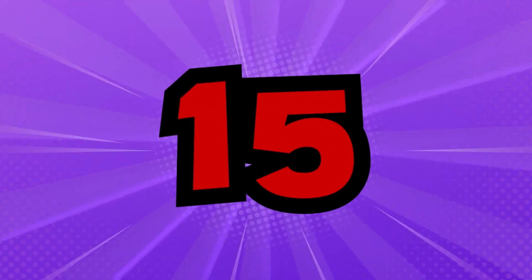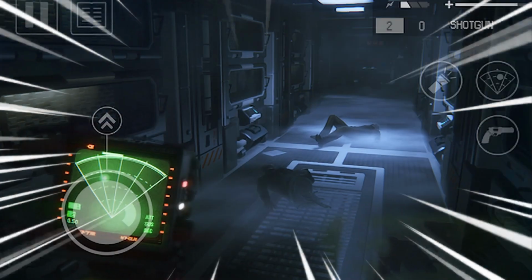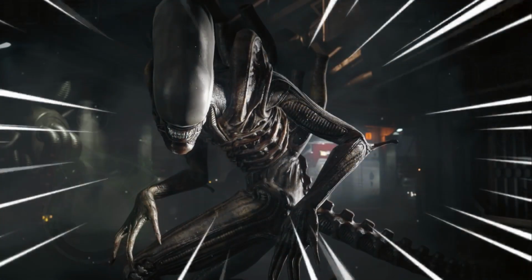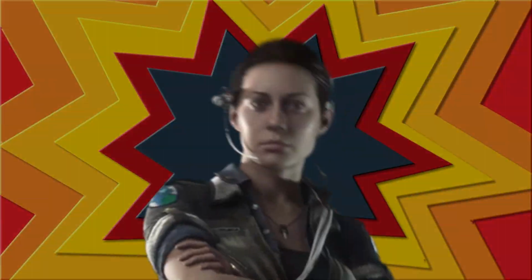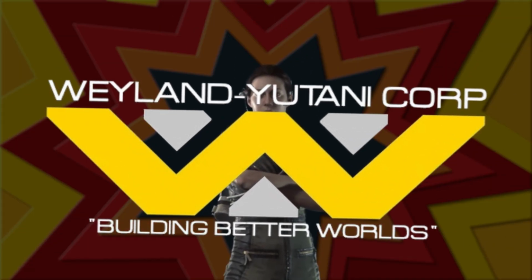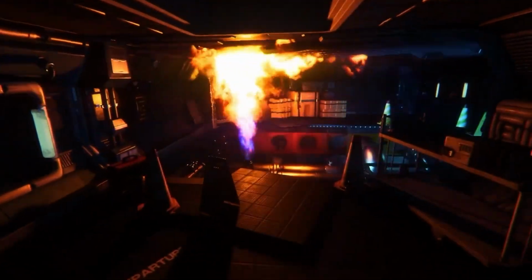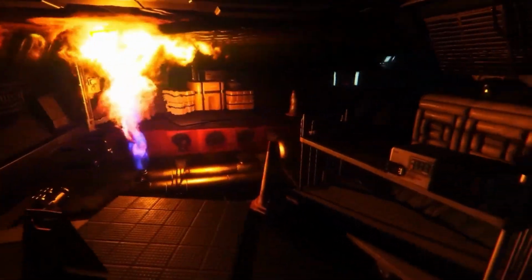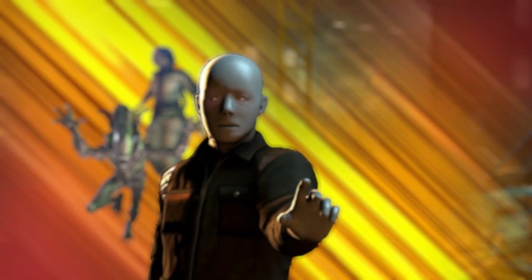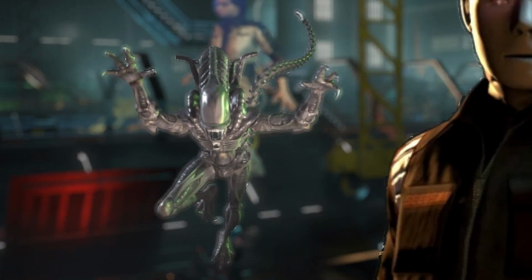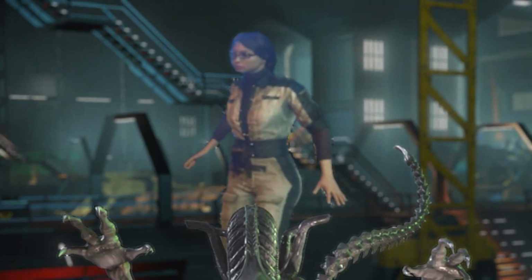15 years after the destruction of the Nostromo, we have the setting of Alien Isolation, which is easily the best video game in the franchise. Ellen Ripley's daughter, Amanda Ripley, is offered an opportunity by the Weyland-Yutani Corporation to retrieve the Nostromo's flight recorder. Amanda lands on a space station named Sevastopol, but things fall apart pretty rapidly when they encounter an alien aboard the space station. As usual, Weyland-Yutani attempts to preserve the xenomorphs, even at the cost of sacrificing the crew. As Amanda, the player's goal is to survive against aliens, androids, and hostile humans.